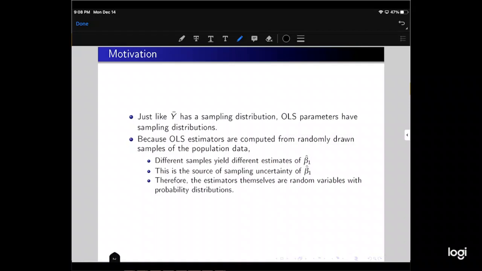Because the OLS estimators are computed from randomly drawn samples of the population, different samples yield different estimates of beta hat 1 and beta hat 0. So just like the sample average depends on the sample that's drawn, the regression line, the estimated beta hat 0, beta hat 1, depend on the sample that's drawn. And this is the source of sampling uncertainty in beta hat 1. Therefore, the estimators themselves are random variables with probability distributions. And so in this lecture, we're going to define what those probability distributions are.